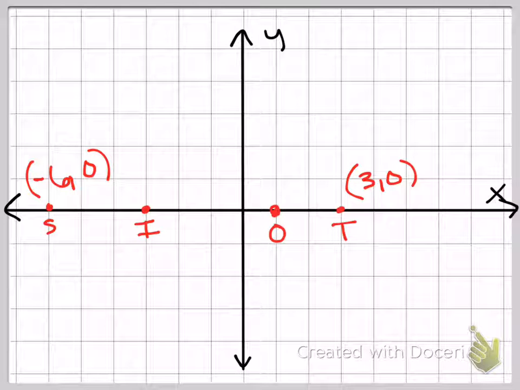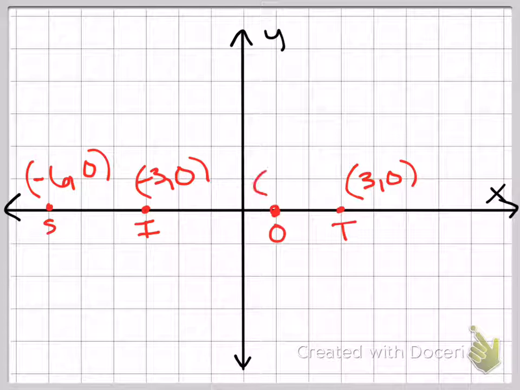Miss Dabbs, where's I? 3, 0. What kind of 3? Negative. Very good, because we went left of the origin. And of course, that means Mr. Cottrell, where's O? Very nice. Miss Sweeney, do you know anything about all 4 of these points?